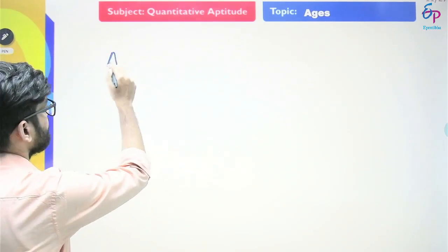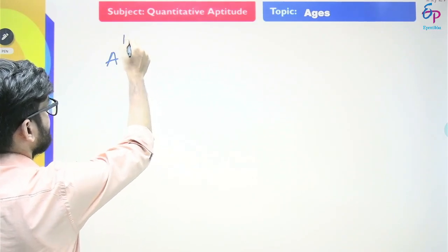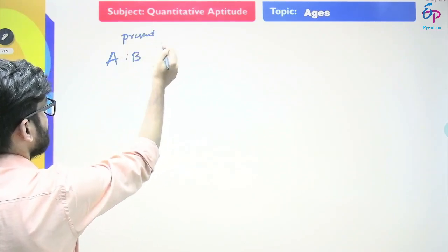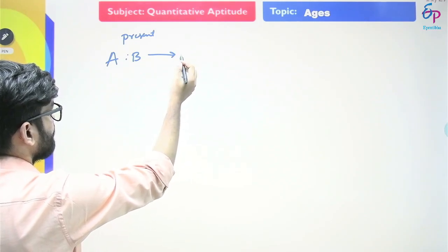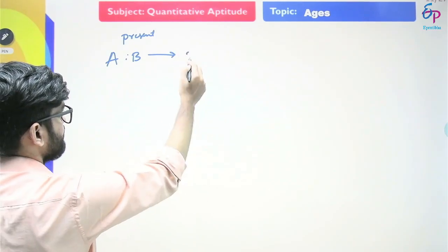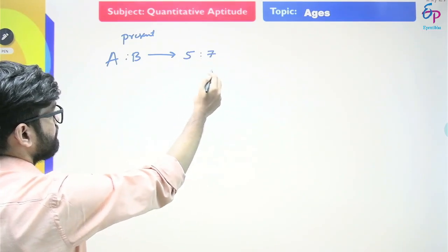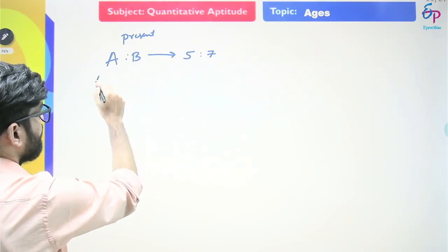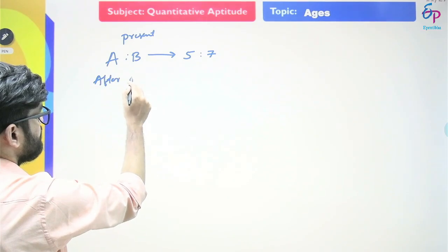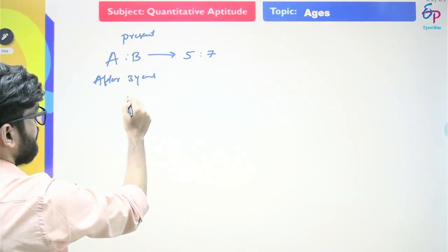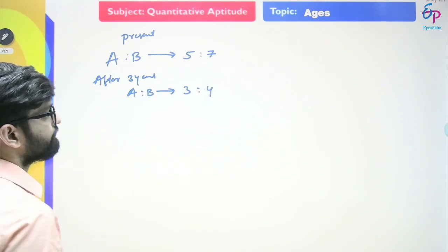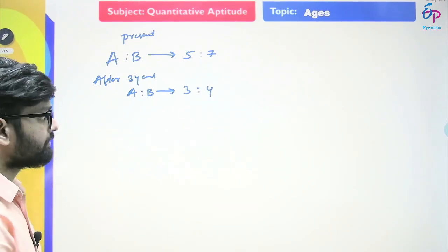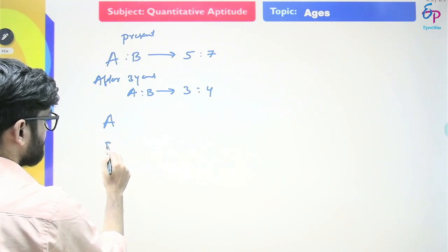Now if I give you ages in the ratio, A is to B, present ratio 5 is to 7, and after 3 years A is to B ratio is 3 is to 4. What is the age of A? What is the age of B? I am asking.